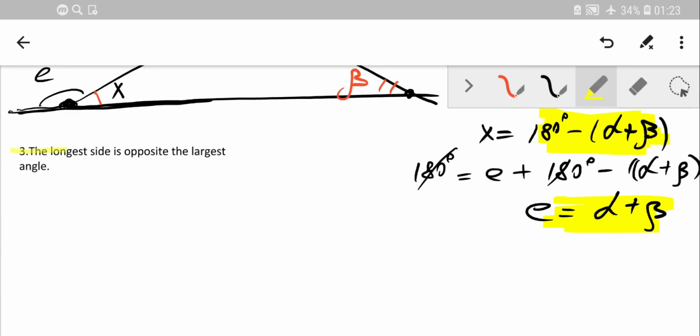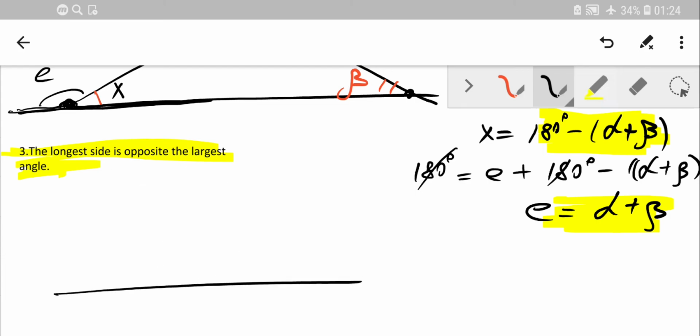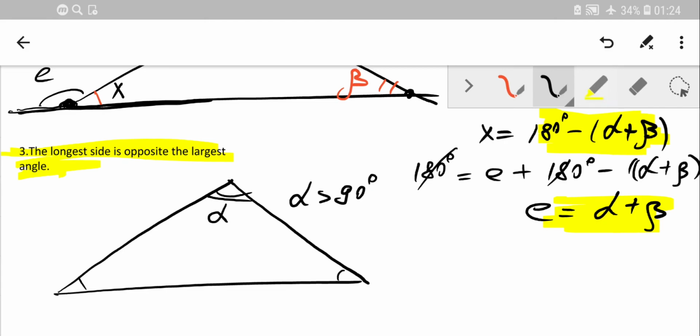That will be great. So the longest side is opposite the largest angle. Okay, so let's try to see how it works. We have a triangle, and let's say this angle is obtuse, which means the measure is more than 90 degrees. So the rest should be less than 90, right?